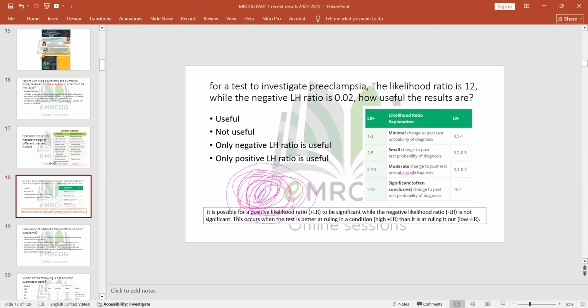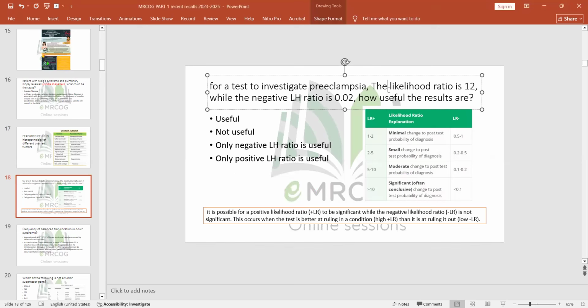This is a statistical question in the January 2025 exam. So let's see. They were testing preeclampsia or something, or a test for preeclampsia. The test results showed a likelihood ratio of 12. I think this is positive likelihood ratio. Let me correct it. The positive.